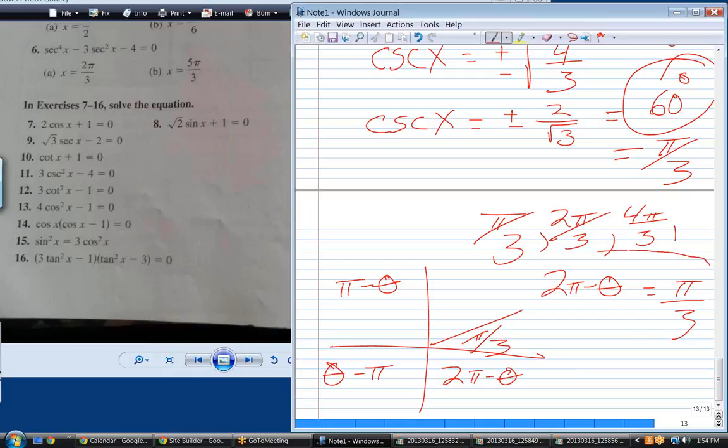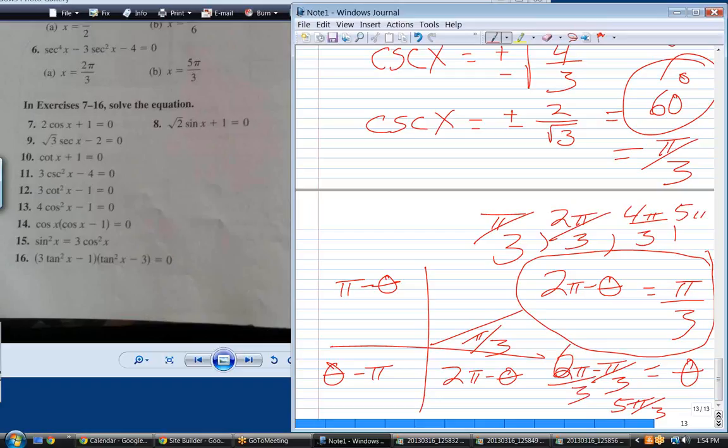But the easier way to do this, once again, is to solve this algebraically. Move the theta to the right, move the pi over 3 to the left, and then just solve that. 2 pi minus pi over 3. 2 pi is 6 pi over 3. That's 5 pi over 3. Cool. So those are your 4 solutions for this problem.